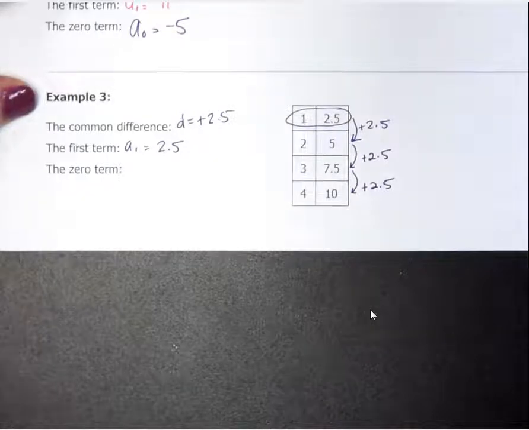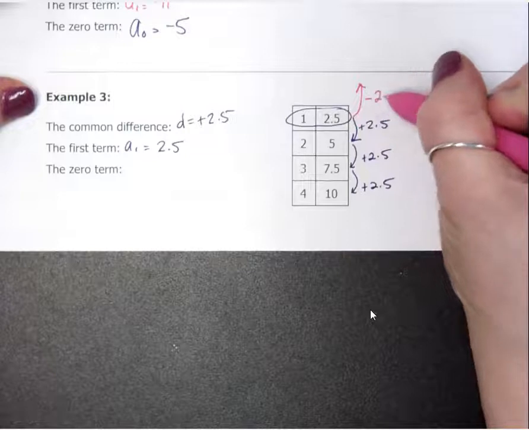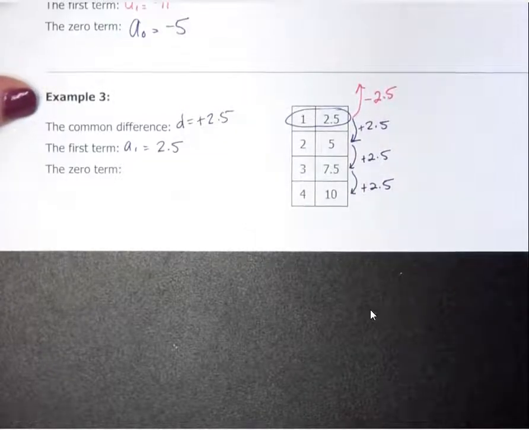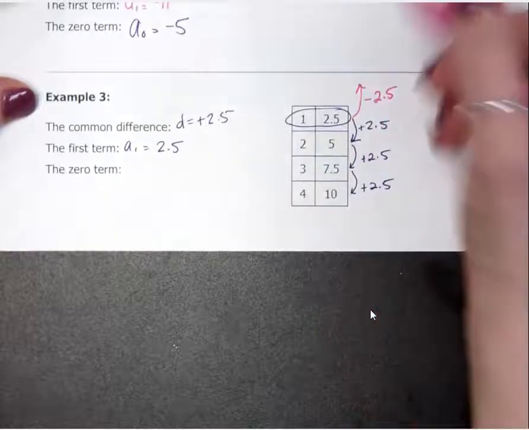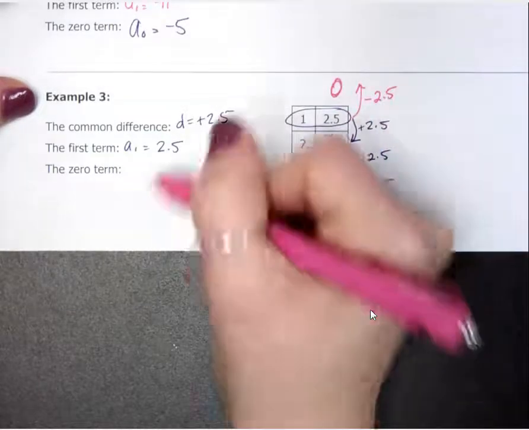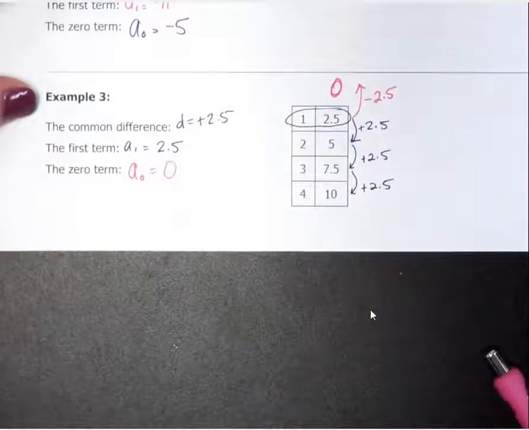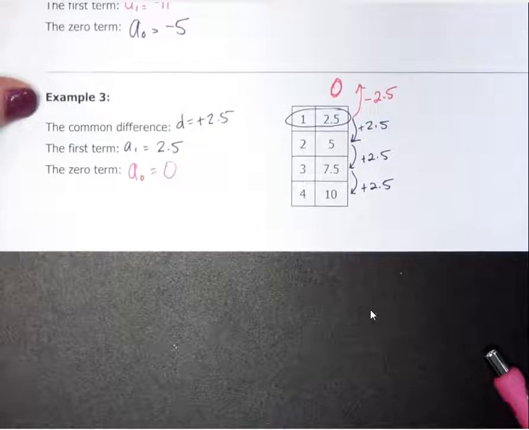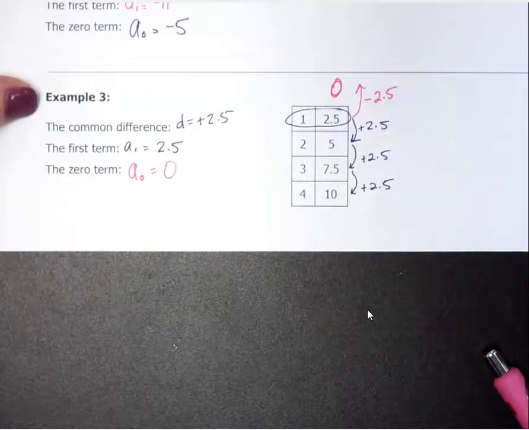Now in order to do the 0 term, I got to go backwards, which means I have to subtract 2.5. So what is 2.5 minus 2.5? That is right, 0. So our 0 term is 0. Okay, so you have an option of 2 different practices. You can do a practice worksheet or a practice card sort. So go work on that and check your answers in the key before you move on to your next task.